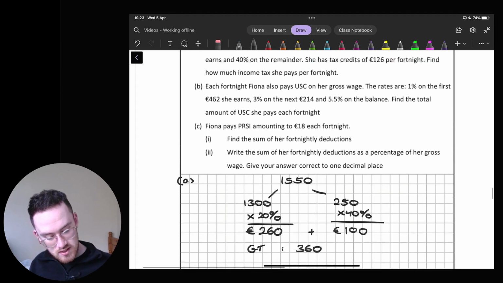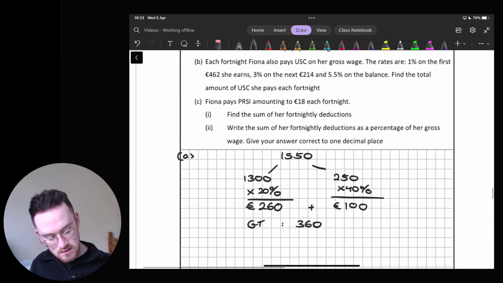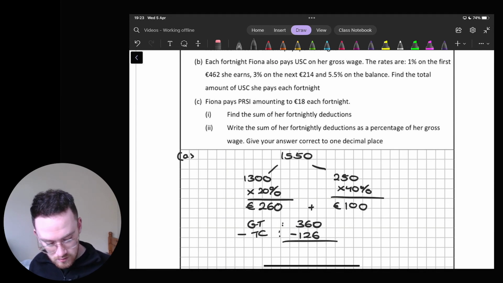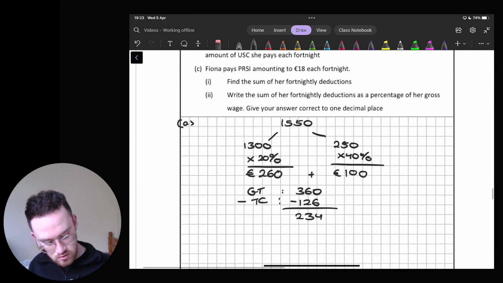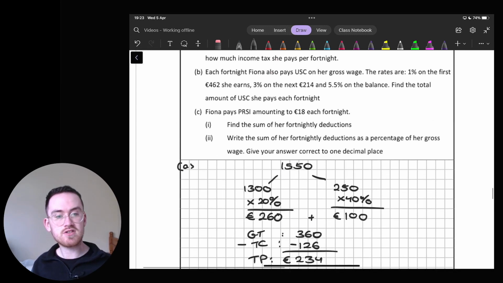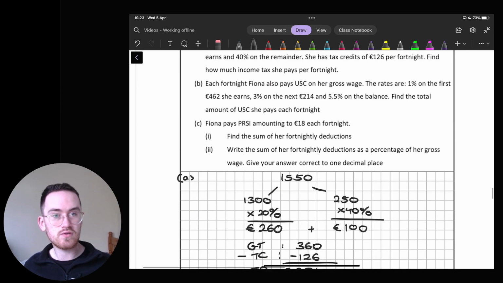Now tax credits, she has 126. So those are her tax credits, so we'll take those away. So that gives that she pays €234 in her tax. That's her tax payable. So she pays tax of €234 per fortnight.